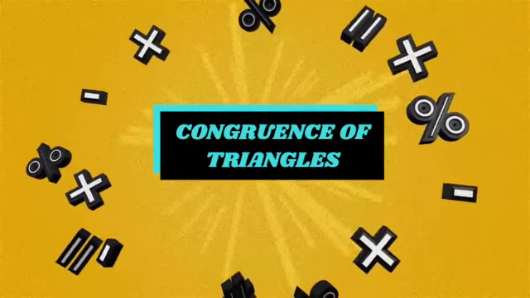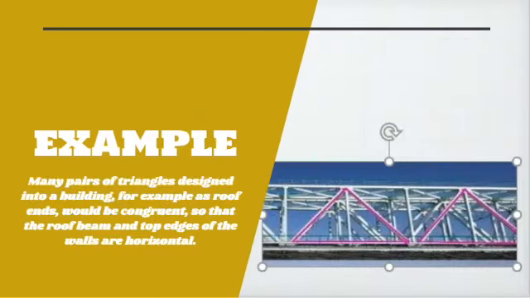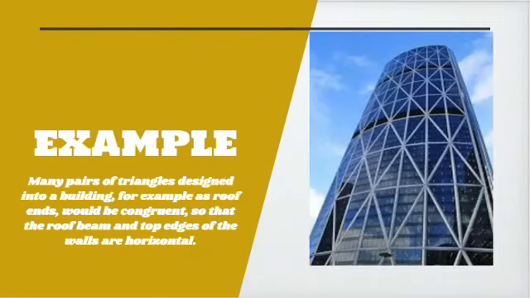Let's move on to congruence of triangles. 2 triangles are congruent if the sides and angles of one triangle are equal to the corresponding sides and angles of the other triangle. And the rules which prove that the 2 triangles are congruent are called congruency rules of triangles. For example, many pairs of triangles designed into a building, such as roof ends, would be congruent so that the roof beam and top edges of the walls are horizontal.